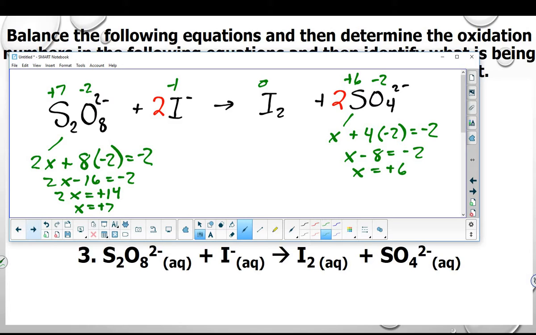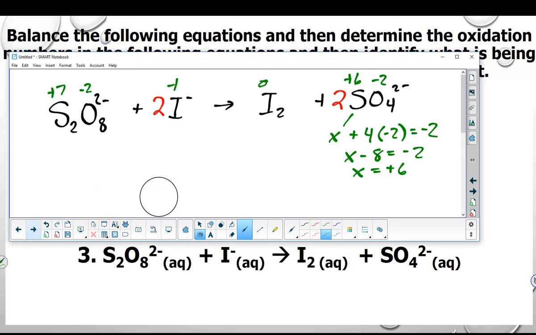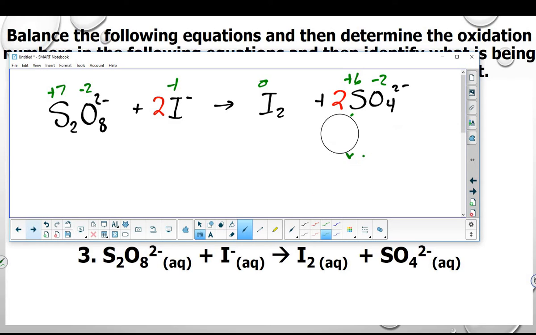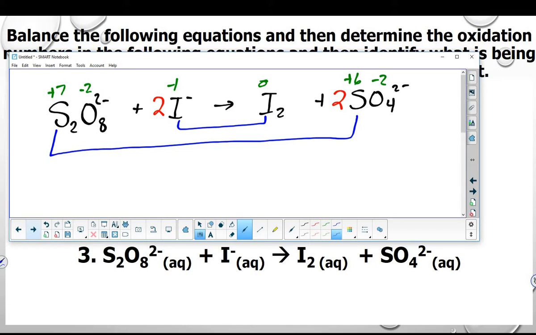Okay. All right, so the next thing is identifying what's changing. What's my oxidized, what's my reduced? Okay. So I know sulfur's changing from one side to the other side, and I know iodine's changing from one side to the other side. Okay? So what charge do I have?